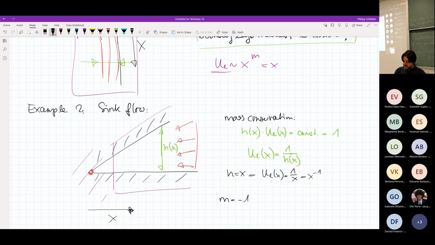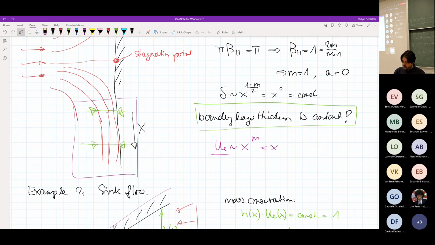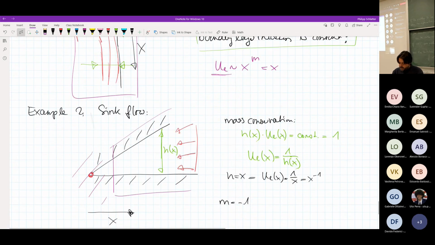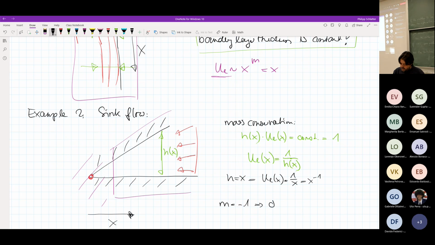And of course, with this I can go to my formula that I have used before. So that means my delta is proportional to x to the (1 minus n) divided by 2. And in this case, 1 minus minus 1 gives 2, divided by 2 gives 1. So actually delta is proportional to x.